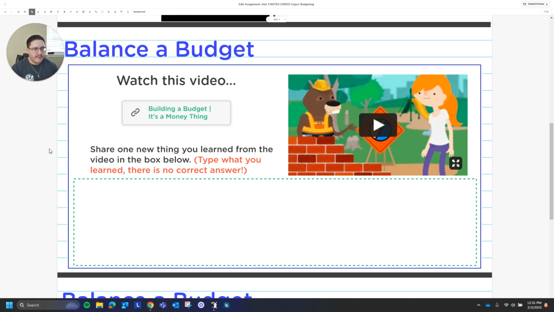So again, after watching that video, go ahead and share one thing you learned from the video in the box below. Again, there's no right or wrong answer in terms of this section of the notes. It's more so about being able to take what you just learned, rearrange your thoughts, and then put them down so that you can see what it is that you learned, if you learned anything at all. Okay. Anyways, moving on.